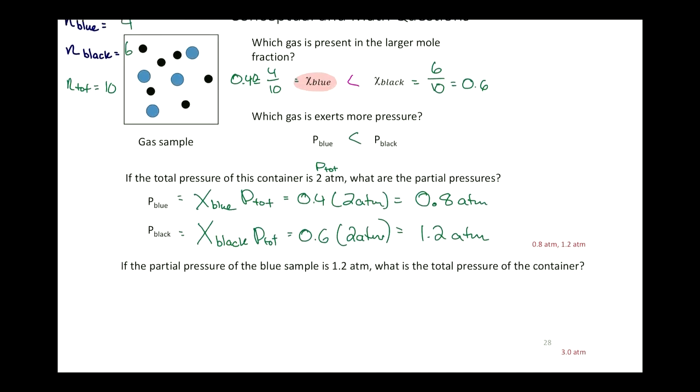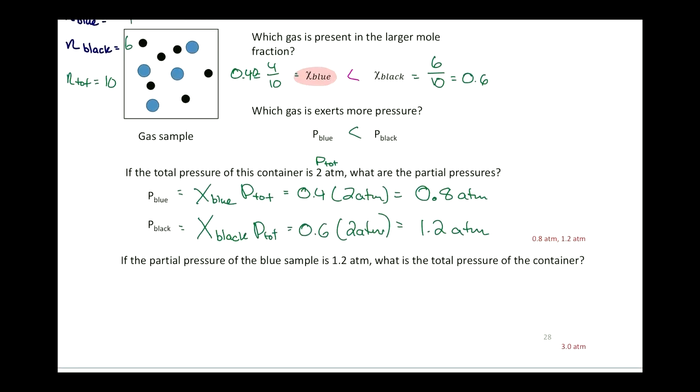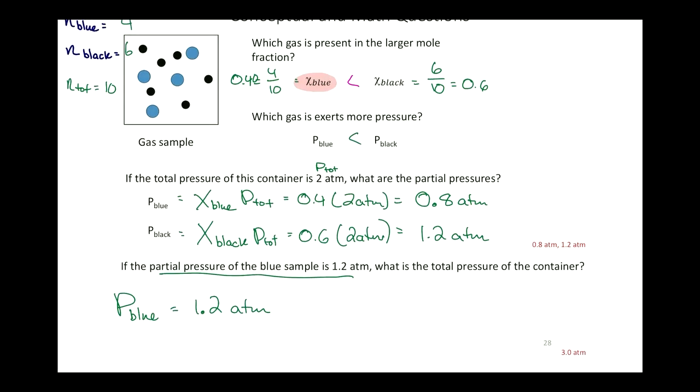All right, so here is a slightly trickier one. Here I'm telling you that the partial pressure of the blue sample is 1.2 atmospheres. What is the total pressure of the container? So this one's a little bit trickier. I know that the total pressure of the container is equal to the partial pressure of the blue particles plus the partial pressure of the black particles.